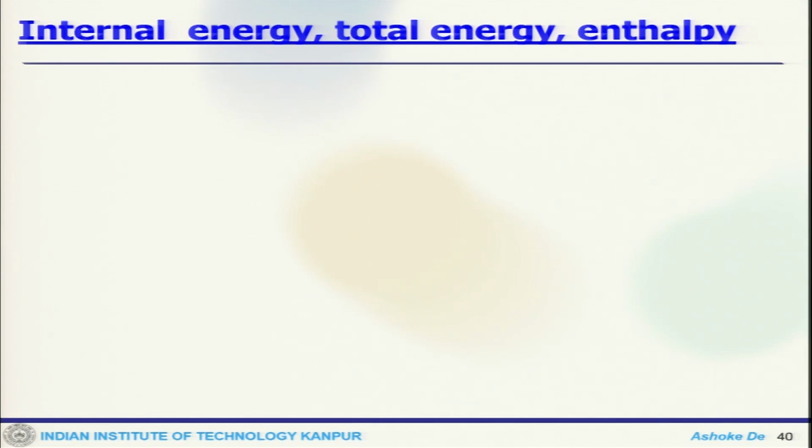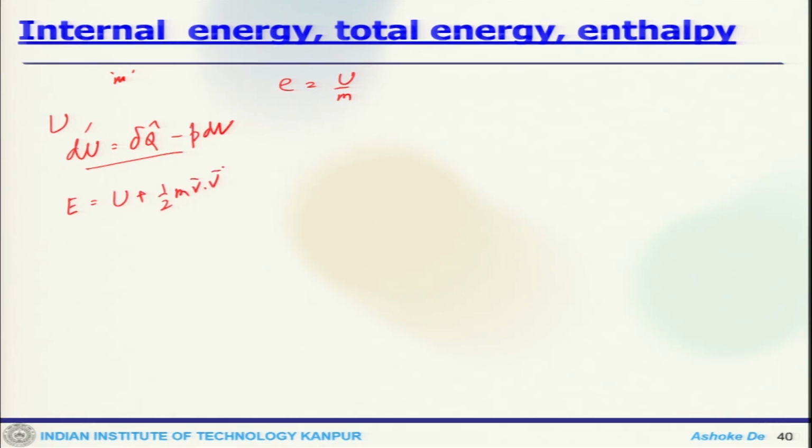Now, we can have some internal energy, total energy and enthalpy. Let us consider mass m, then specific internal energy u would be U by m, where internal energy U can be used as dU equals del Q minus P dV, which you get from the first law of thermodynamics, and total energy is U plus half m V squared. Total enthalpy is U plus PV, where dH equals del Q plus V dP.